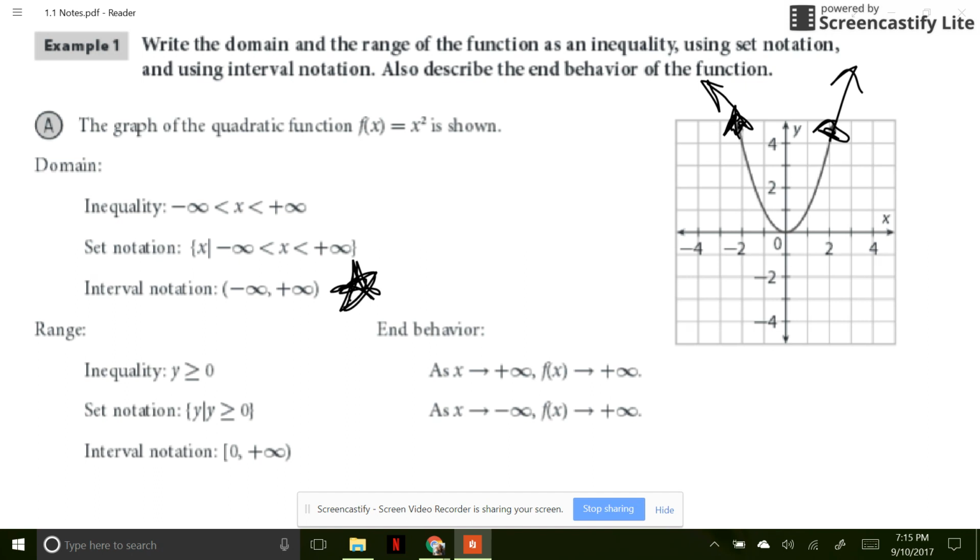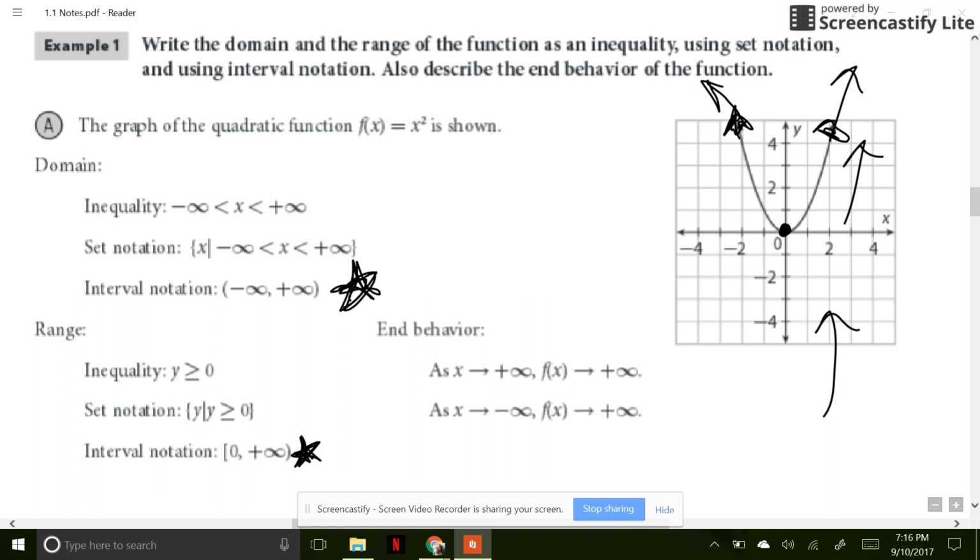Now the range is the y values. So we always look from the bottom to the top. As we check from the bottom to the top, the first y value we hit is right here at 0. And then as we continue going up, again, our arrows are going up. So that means our range, our possible y values, the smallest y value we have is 0. We are including it, and it's going up into positive infinity.